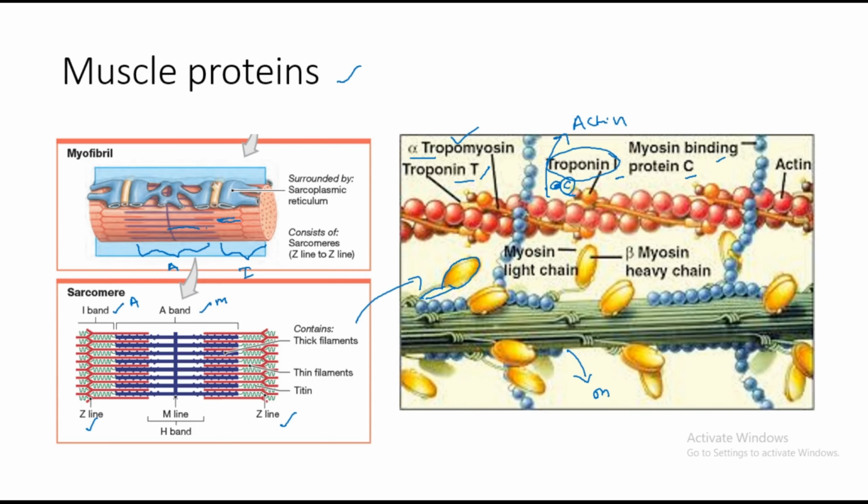The actin and myosin usually interact. The myosin head usually binds with the actin. This is a globular protein, actin, and this is the thread. So the light thread has three globules: troponin C, troponin I, troponin T. Again three globular proteins are attached to one single thread. This is called alpha tropomyosin.